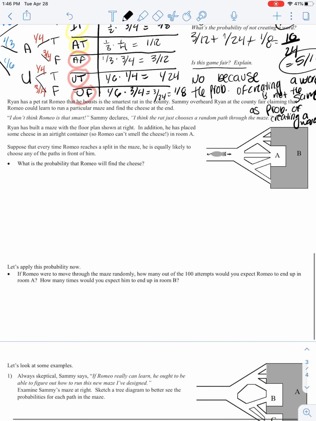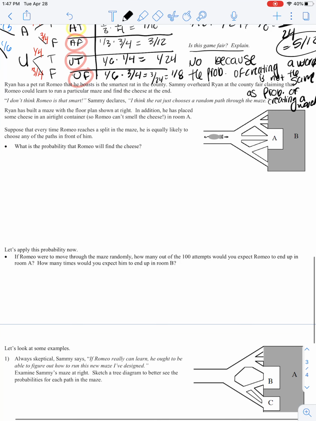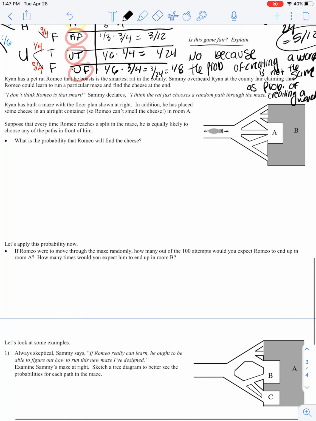Okay, let's look at another example. Ryan has a pet rat named Romeo, and he boasts that it is the smartest rat in the country. Sammy overheard Ryan at the county fair claiming that Romeo could learn to run a particular maze and find cheese at the end. "I don't think Romeo is that smart," declares Sammy.